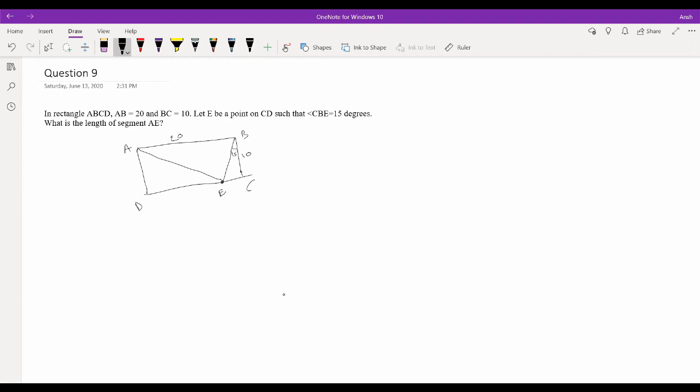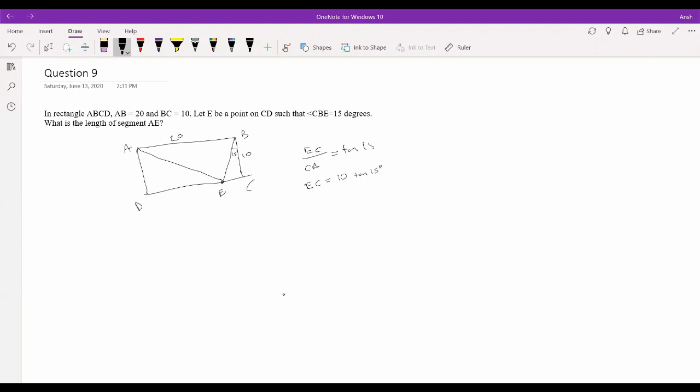So why don't we try finding the tangent of 15? That way we can figure out EC, because we can write EC over CB equal to tangent of 15 degrees. Since BC is equal to 10, we get that EC equals 10 tangent of 15 degrees. Well, how do we find tangent of 15 degrees?